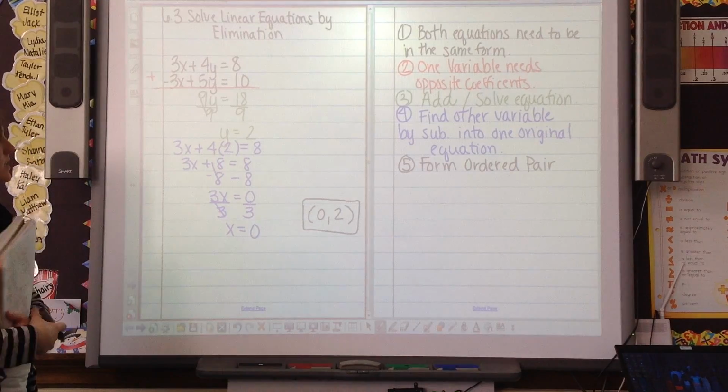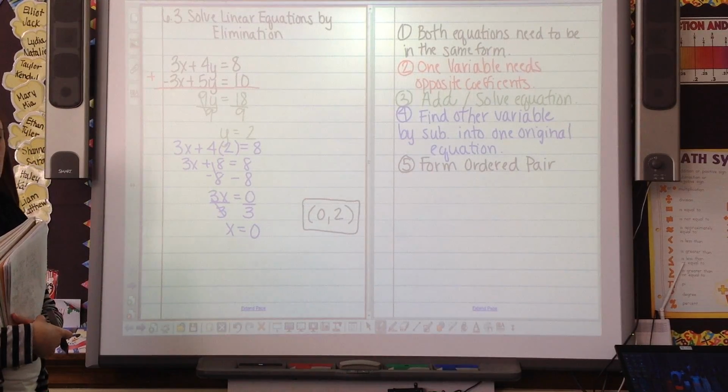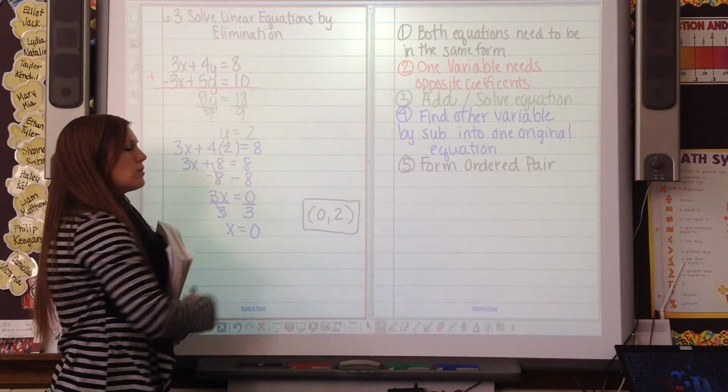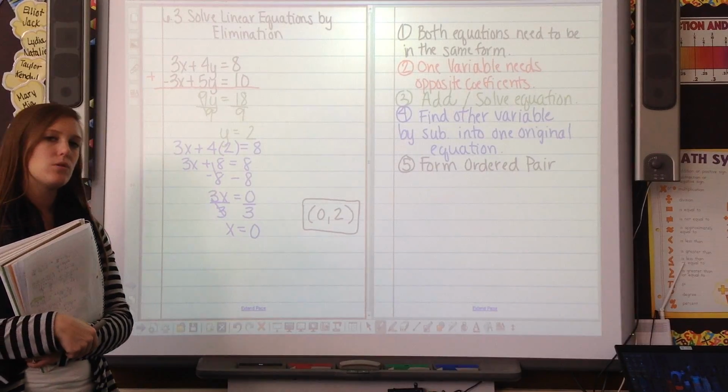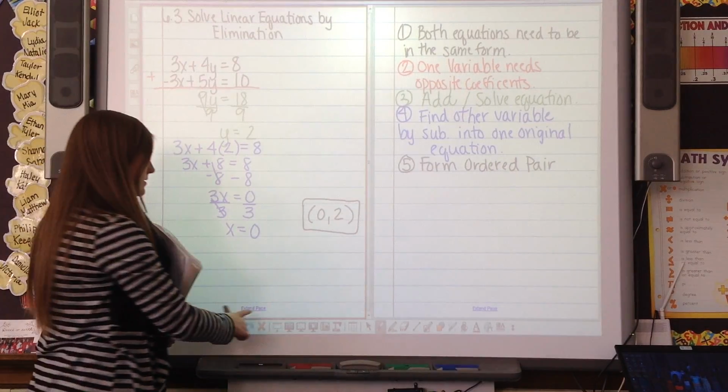You can check these the same way we were checking when we were graphing. You can plug 0, 2 into both equations. If they both are equal, then you know that 0, 2 is correct.